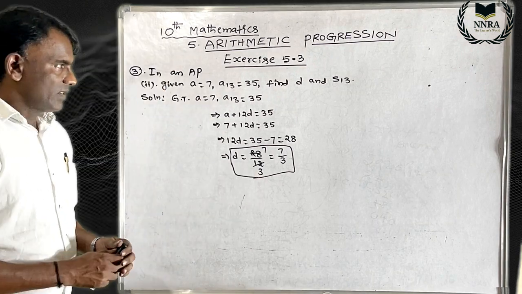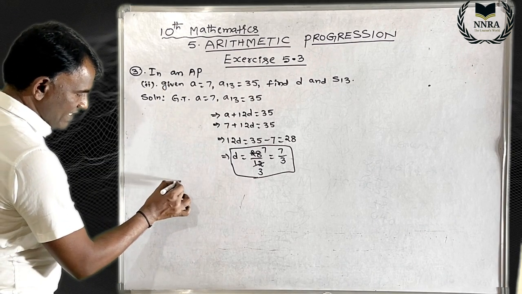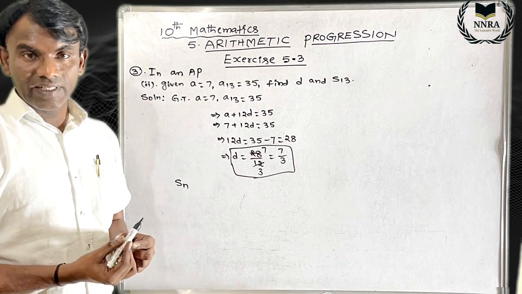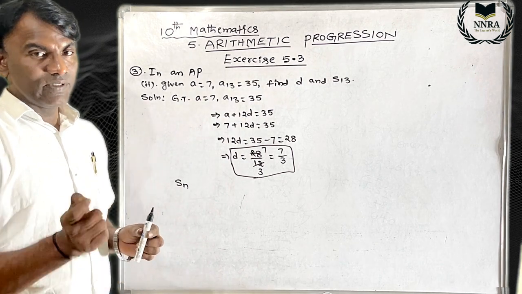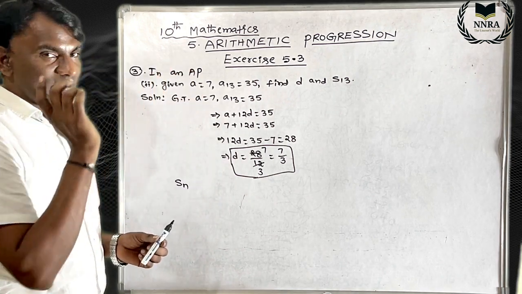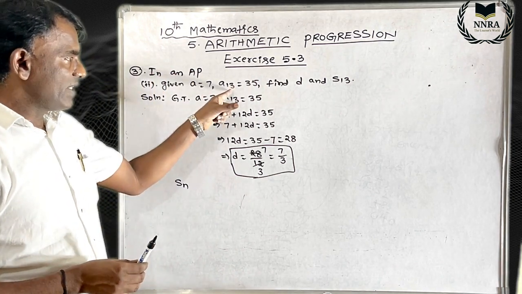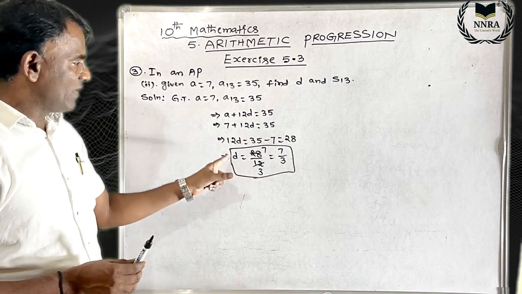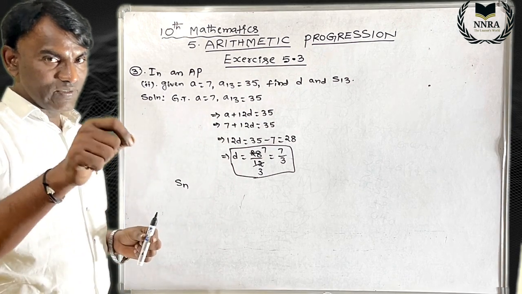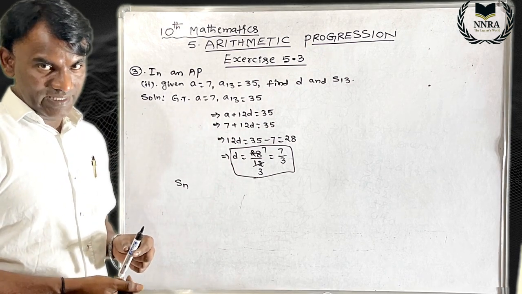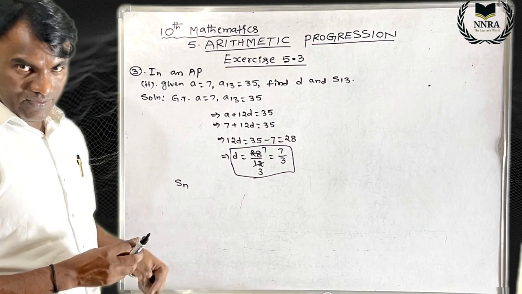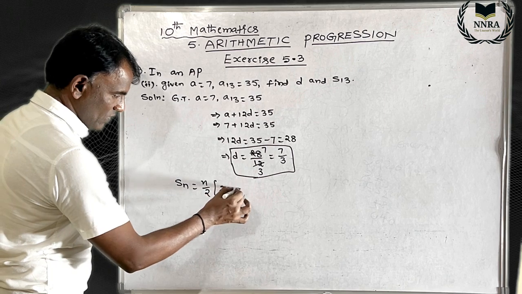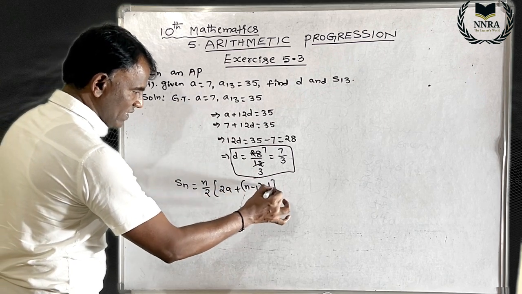And then now we find S13, right? First we write the Sn formula. I told you just now, two formulas are there. One is n by 2 into A plus L. When the last term is given, we use that formula. But here the last term is the 13th, right? Otherwise, the n by 2 into 2A plus n minus 1 into D formula is there. If you want, you can use that formula also. So now I am taking the second formula only: n by 2, 2A plus n minus 1 into D.